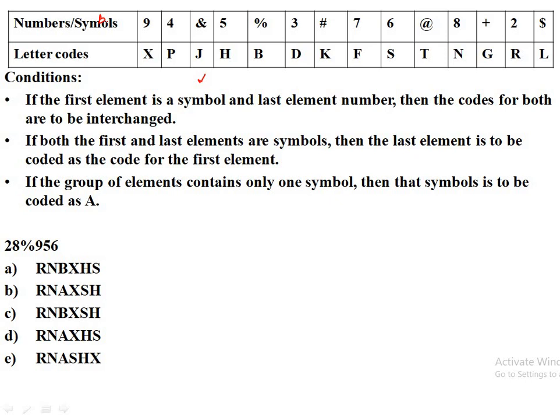28%956. Does any of the conditions need to be applied here or not? That is my question. Okay. So here as we see the first condition, the first element should be a symbol. Here we can see the first element is not a symbol, so I can't apply the first condition. Moving on to the second condition, if both first and last are symbols, well, both first and last are numbers. Here again I can't apply the second condition. Moving on to the last one, if the group of elements contains only one symbol, then that has to be coded as A. Do we have at least one symbol? Yes, we have that.